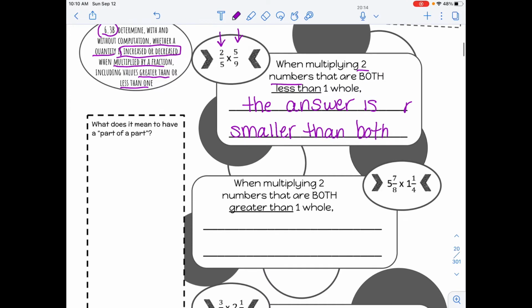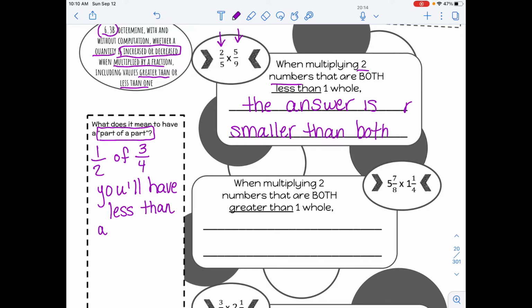Okay, let's go over here to the left and answer this question real quick. What does it mean to have a part of a part? This means that if I had 1/2 of 3/4, or if your brother had 1/2 a pan of brownies and you came and took 3/4 of his half a pan of brownies, you'll have less than a half, and you'll have less than 3/4. So your pieces get smaller.